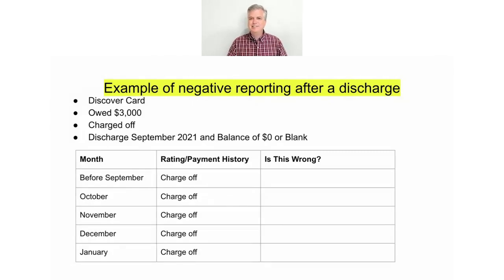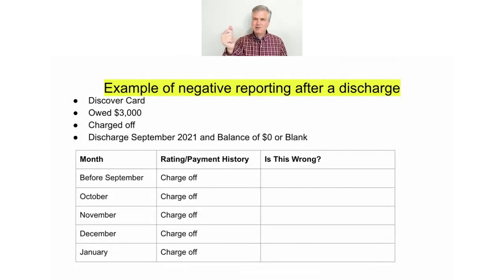Let's see. Archie says, should it say settled or paid? So remember, the debt was discharged. So I didn't settle it. I didn't pay it. I just literally discharged it. And let's see. John says, be wrong until January. Yeah. So anytime after September, they should not be showing for each month after September, actually not even for September, that they should not be showing a charge off. Okay. Because I discharged the debt.